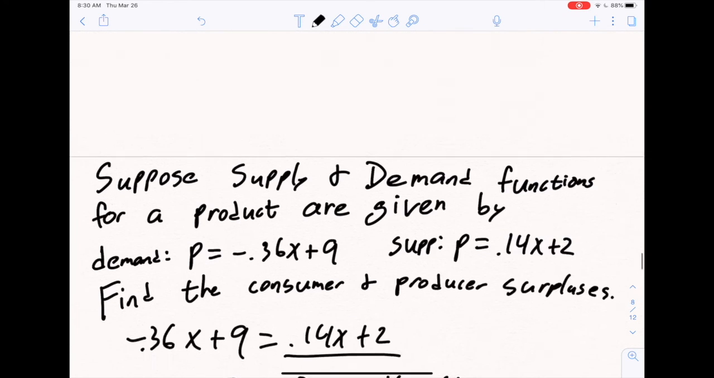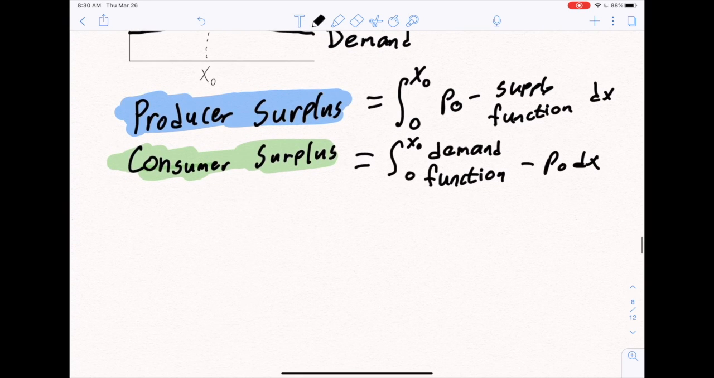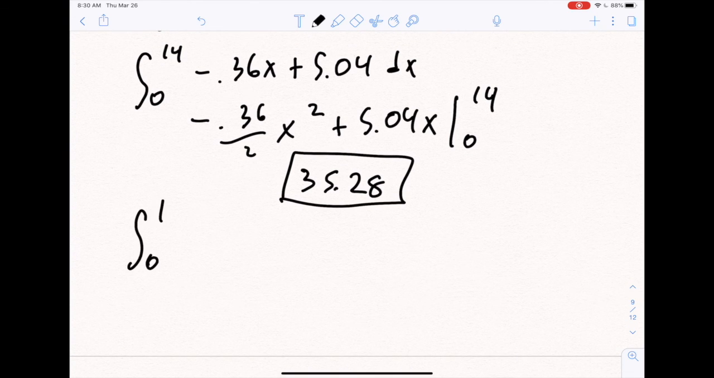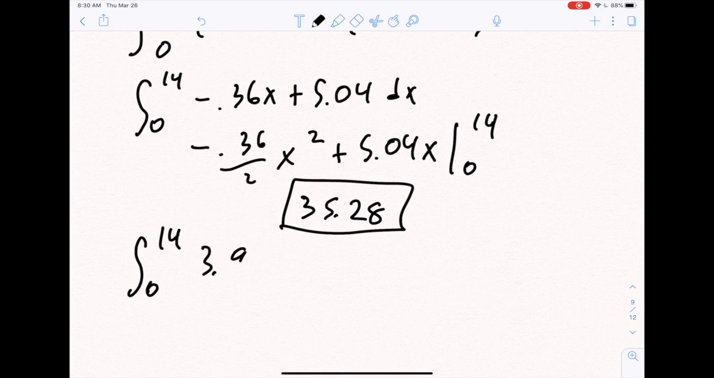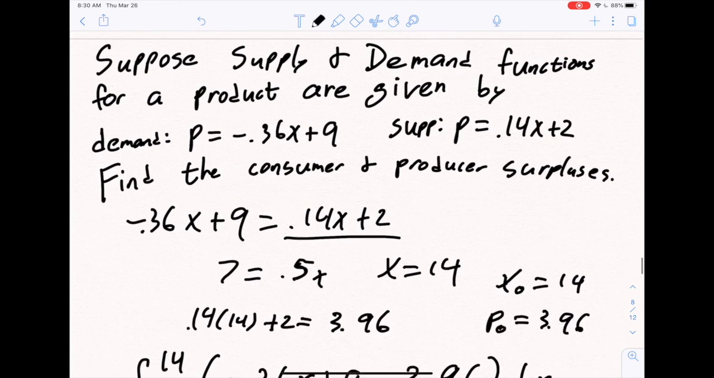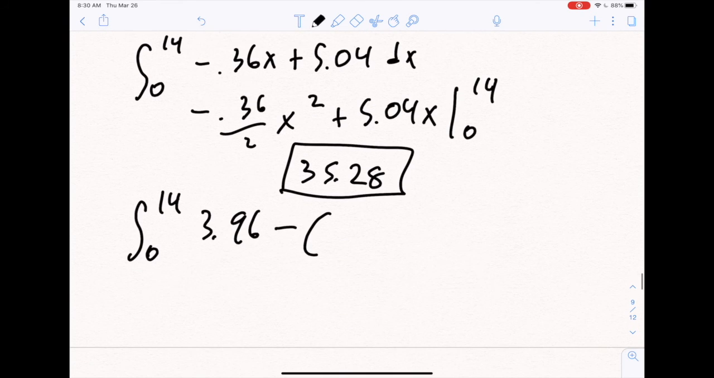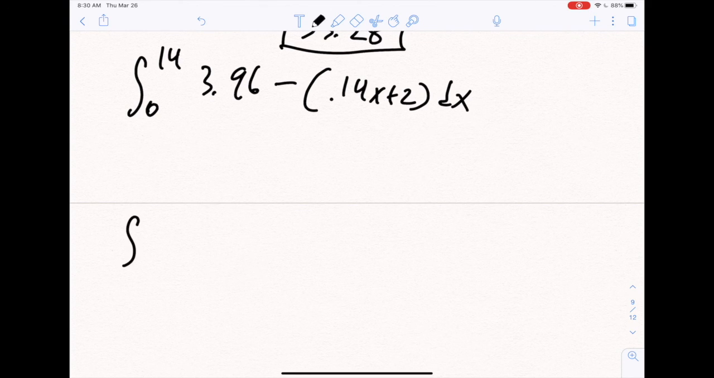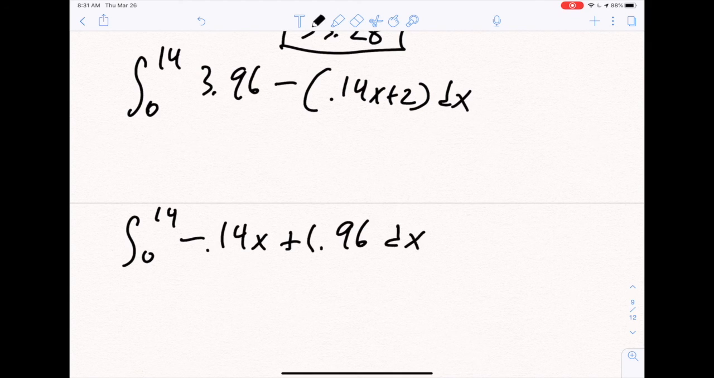As for our producer surplus, let's take a look back at producer surplus. It's the integral from 0 to x naught of p naught minus our supply function. And so that's the integral from 0 to 14, because remember x naught is 14, of our equilibrium price p naught, which is 3.96, minus our supply function, which is 0.14x plus 2, dx. And so simplifying, this becomes the integral from 0 to 14 of minus 0.14x plus 1.96 dx.